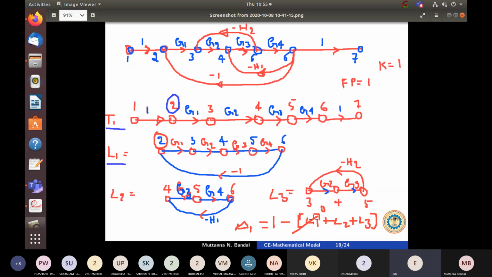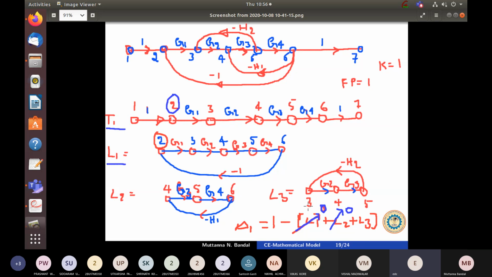Now you tell me whether loop 1 is touching T1 or not. I want an answer from your side. Yes, sir. Loop 1 is touching T1. So if it is touching, I have to take it as a 0. That's the reason I have taken L1 as 0. Now you tell me whether L2 is touching T1. Yes, sir. It is touching at 4, 5 and 6. So I will take it as 0.